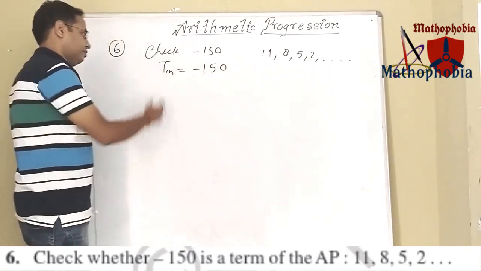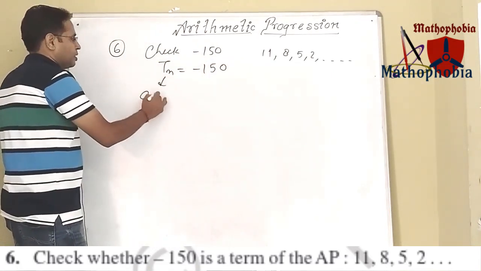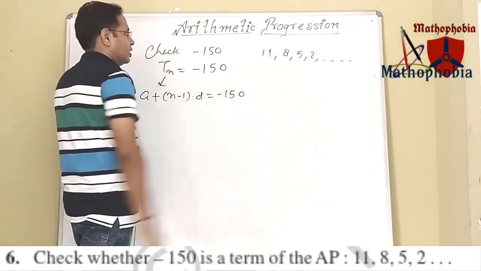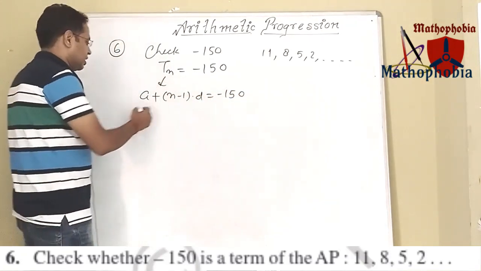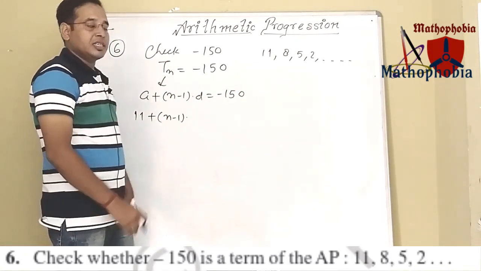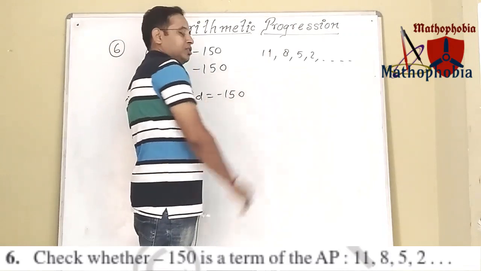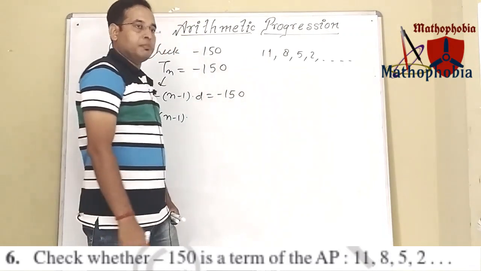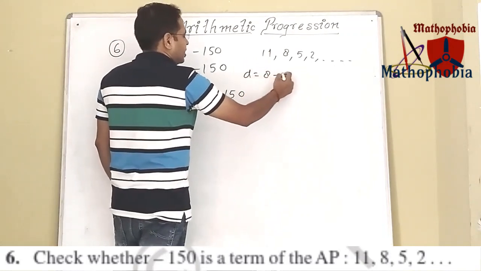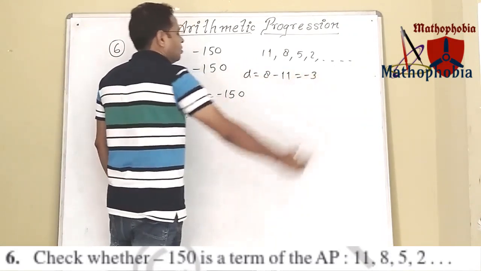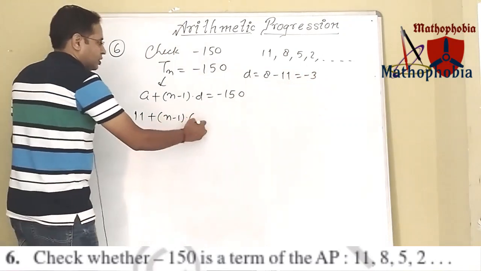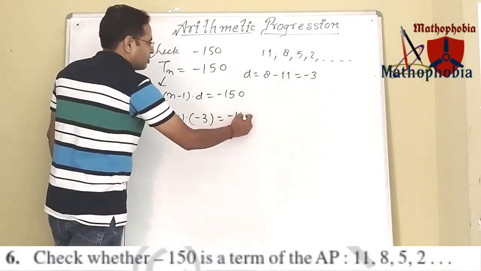We'll put the formula a plus n minus 1 into d equals minus 150. What is the value of a? A is 11. ठीक है. n minus 1, and d is 8 minus 11. How much will it be? Minus 3. 8 minus 11 करोगे तो कितना है? d equals 8 minus 11 equals minus 3. है ना? So d is minus 3.